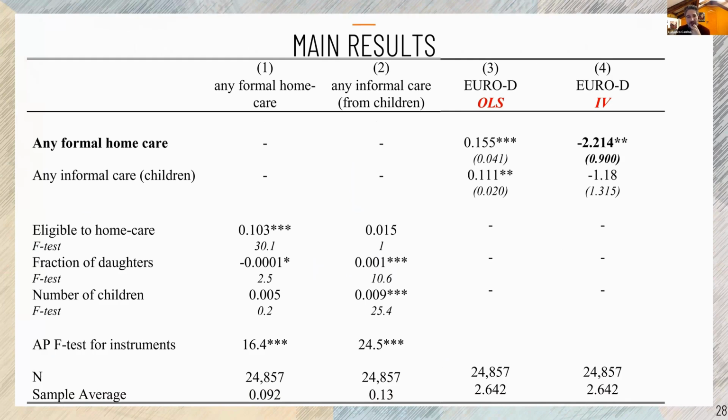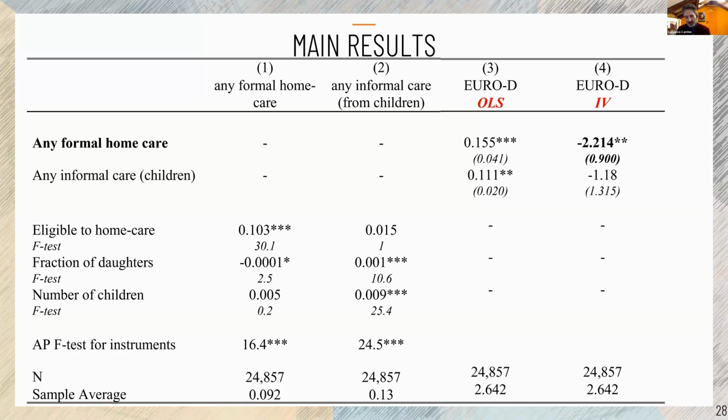And column 4 shows you that people who receive any formal home care, compared to those who don't receive formal home care, have a lower depression score by 2.2 points out of 12. This is controlling for health outcomes of people. This is what we argue is a causal effect.